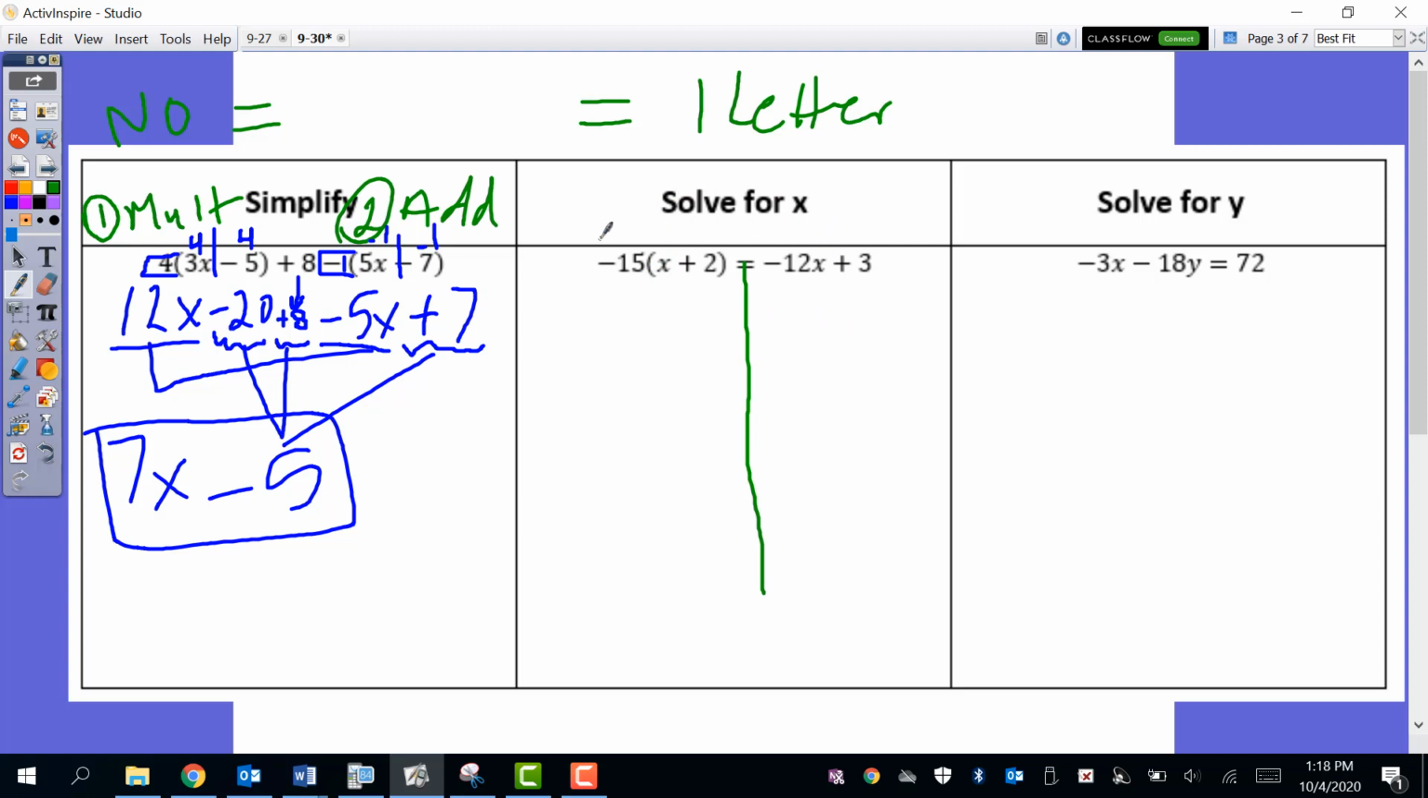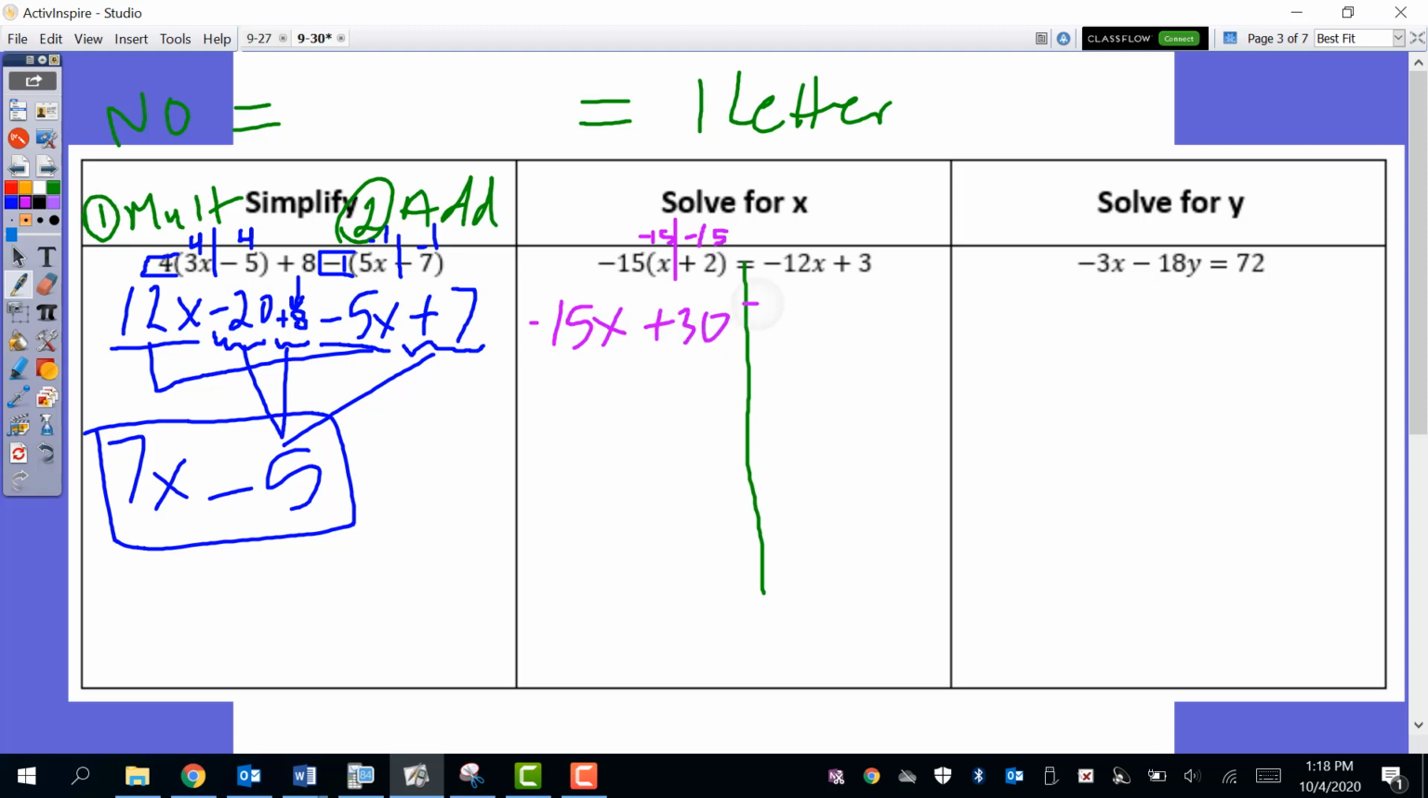So that would be draw the line, parentheses, combine like terms, move the x's, move the naked numbers, divide. So in this one, I'm distributing first because there are parentheses. So I'm going to split this up. I'm doing times negative 15, times negative 15. So negative 15 times x is negative 15x. Negative 15 times positive 2 is positive 30.